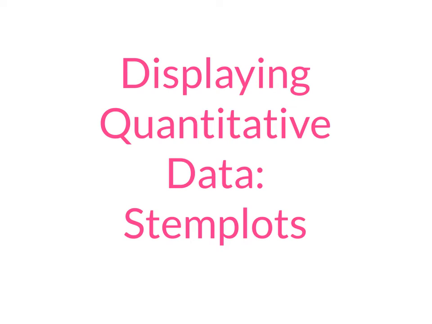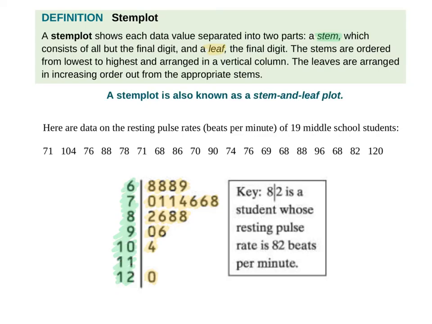In this video, we're going to talk about displaying quantitative data with stemplots. Also called a stem and leaf plot, a stem plot looks something like this, where there are two parts. There's a stem and a leaf. Very adorable, if you ask me. The stem is this green part right here, so that's the beginning number. And then the leaf is all of the digits that would come after it.